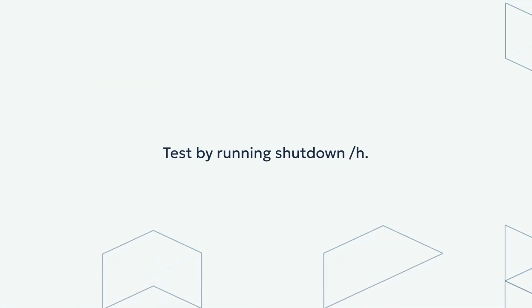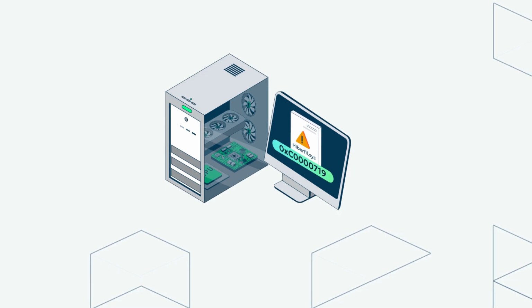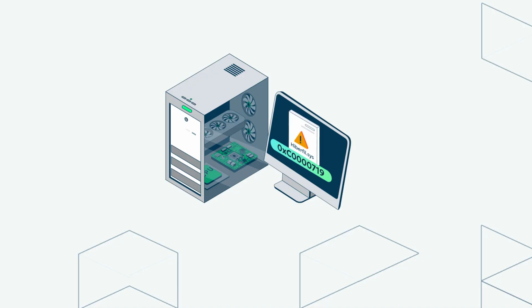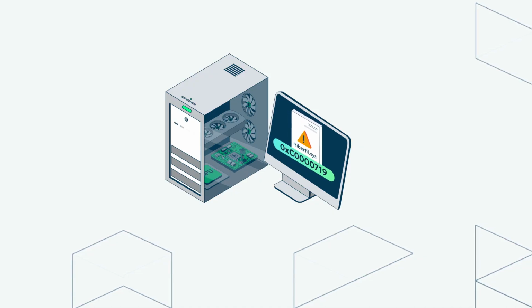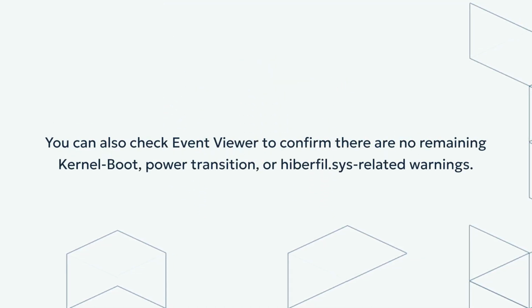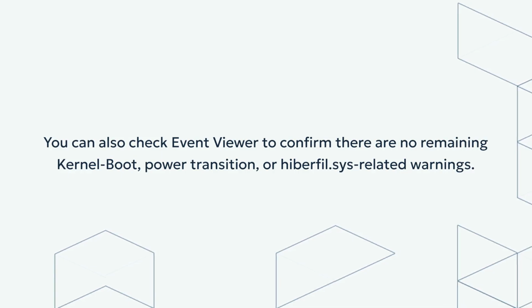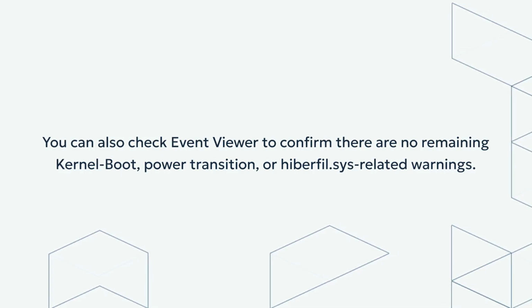How to confirm the fix worked. Test by running shutdown /h. If your PC hibernates and resumes normally without the 0xC0000719 stop code, you're good to go. You can also check Event Viewer to confirm there are no remaining kernel boot, power transition, or Hiberfil.sys related warnings.